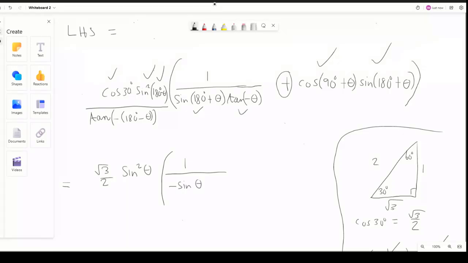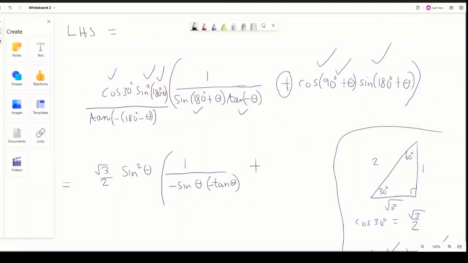What is the tan of minus theta? Where does minus theta lie? In the fourth quadrant. Tan is negative there. So tan of minus theta is minus tan theta. Remember, people, in the fourth quadrant, tan is negative there. This is an acute angle in the fourth quadrant. Tan of minus theta is minus the tan of theta. Okay? Right. So that's what you have there. Now, we know the sine of 180 plus theta is minus sine theta.